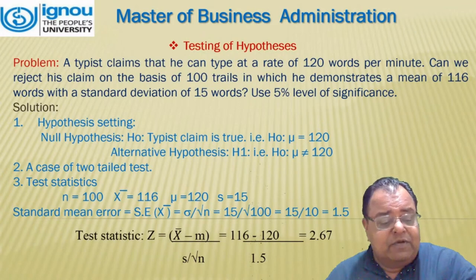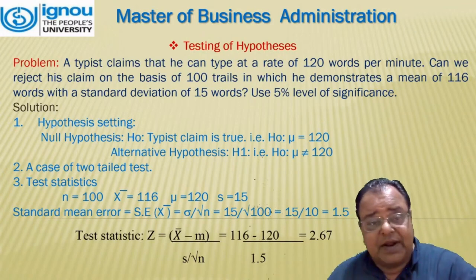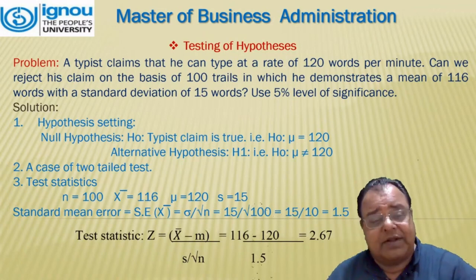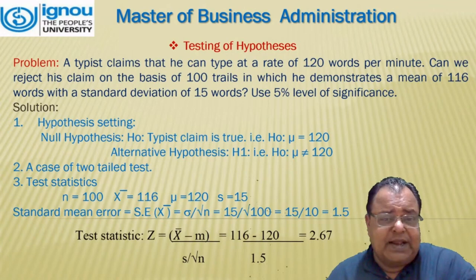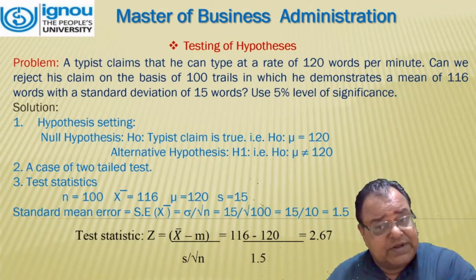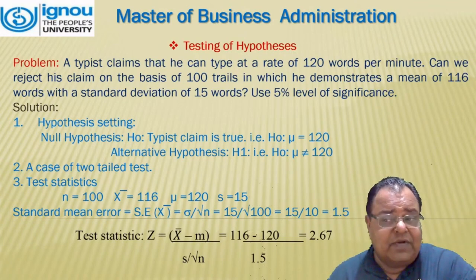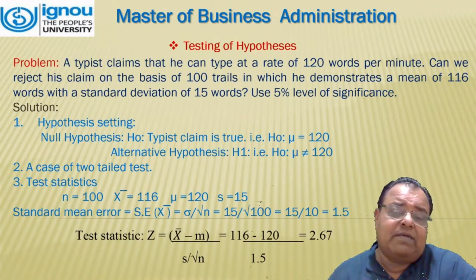Now we move to a problem related to testing of hypothesis. We have already done one earlier in today's session; I'm exposing you to another form of the law. A typist claims that he can type at a rate of 120 words per minute. Can we reject his claim on the basis of 100 trials in which he demonstrates a mean of 116 words and standard deviation of 15 words? And we have to use a 5% level of significance.